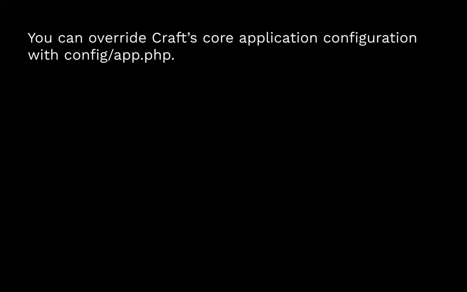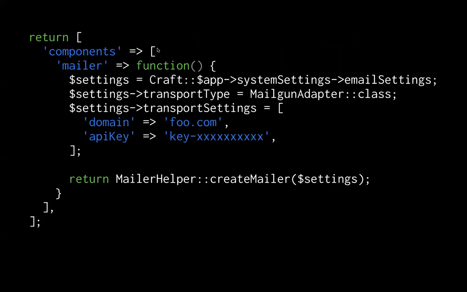And then finally, we've given Craft the ability to override Craft's actual application configuration from config/app.php. So two examples of that. If you wanted to override the mailer component, for example, maybe on different environments you want to use different mailers, you could do that now from app.php.